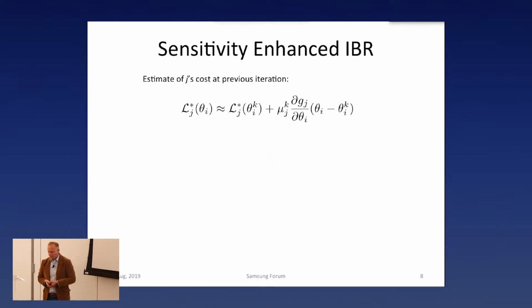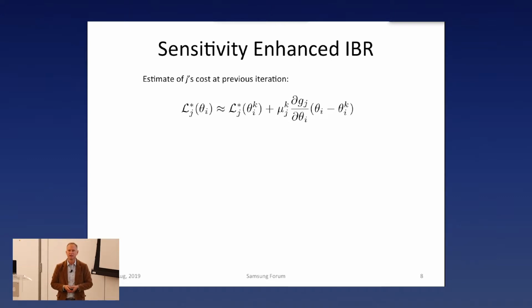Skipping too much detail, suffice it to say that iterative best response for these generalized games where you have coupling through constraints don't work very well. They converge to solutions that tend to be highly imbalanced in the sense that one player has a huge advantage over the other. They're very unnatural kinds of Nash equilibria. So what we've developed is an algorithm that we call sensitivity-enhanced iterative best response that seeks equilibria that are more natural and that are favorable to the ego agent.